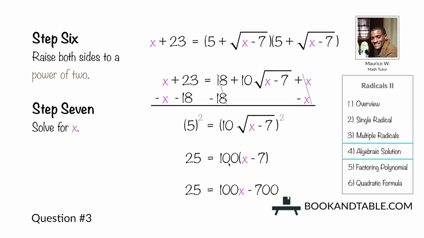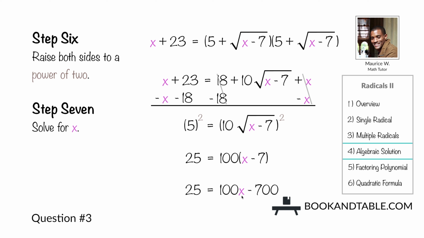We have to distribute this 100 to the x. So we get 100x. 100 times negative 7, so you get negative 700. And now we can solve for x. Step 7. So we have 25 is equal to 100x minus 700.